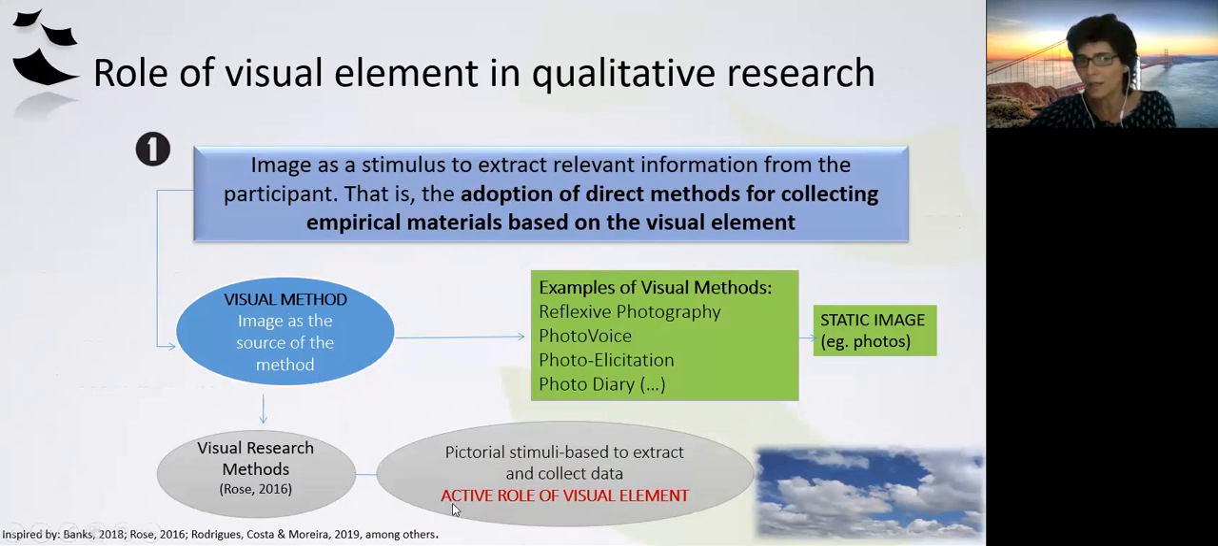We can have a more active role of visual elements. So we can use visual methods. Some examples: reflexive photography, photo voice, photo elicitation, photo diary. And this is more related, as I mentioned, with static image.